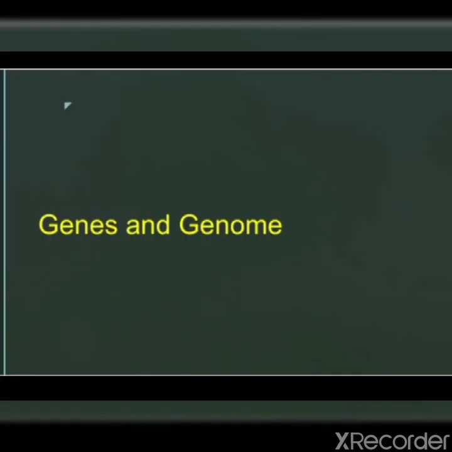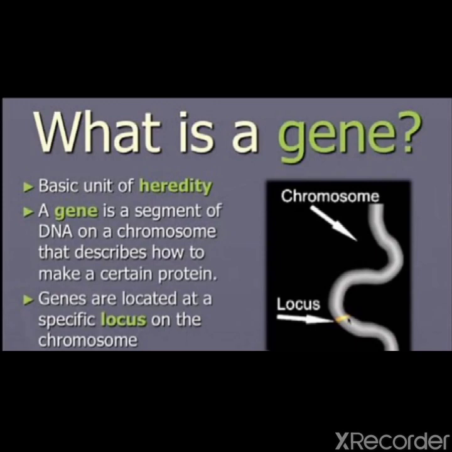Genes and genome. A gene is a segment of DNA on a chromosome that describes how to make a certain protein. Or in another word, genes are the specific parts of a chromosome which determine the hereditary characteristics. It is a basic unit of heredity. Genes are located at a specific locus. This is locus, specific part on the chromosomes. Clear, children? Genes are located at a specific locus on the chromosome.